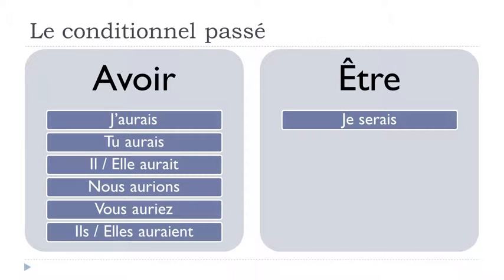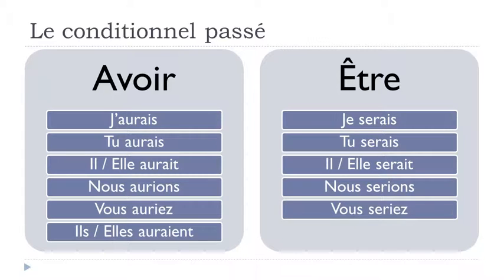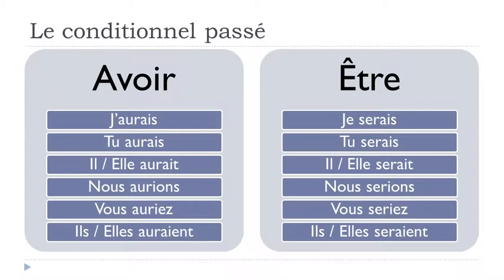And then être: je serais, tu serais, il serait, elle serait, nous serions, vous seriez, ils seraient, elles seraient. We'll see that one more time. Je serais, same thing here, final S not pronounced. Tu serais, final S not pronounced. Il serait, final T not pronounced. Elle serait. Nous serions, final S not pronounced.